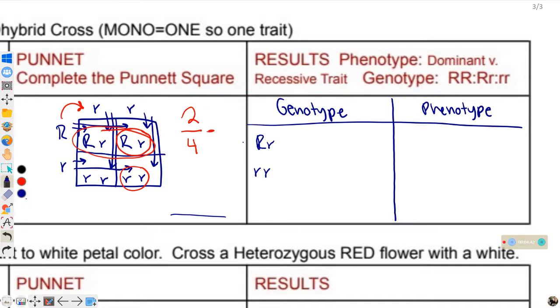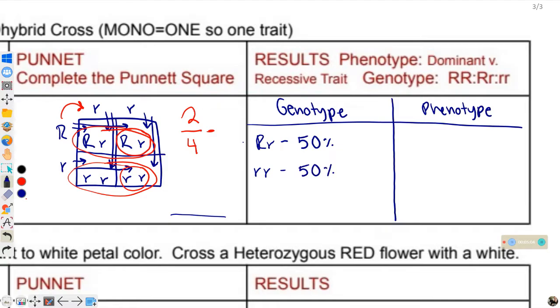So we get my pen back out. Big R, little r, 50% chance the offspring will have that genotype. Versus our other genotype, little r, little r, down here, again, 2 out of 4. So that one will also be 50%.